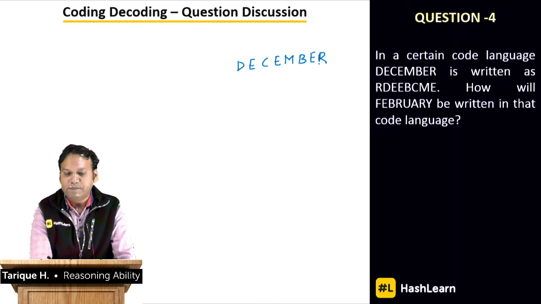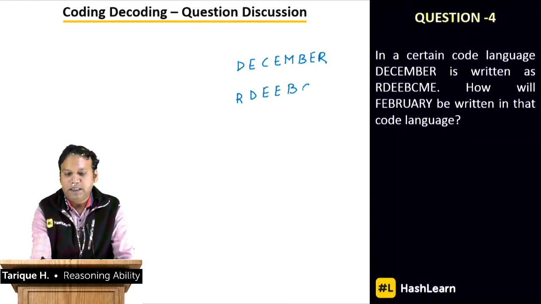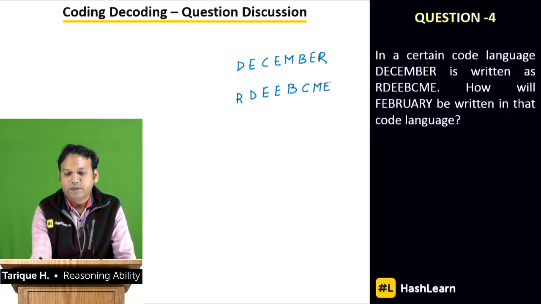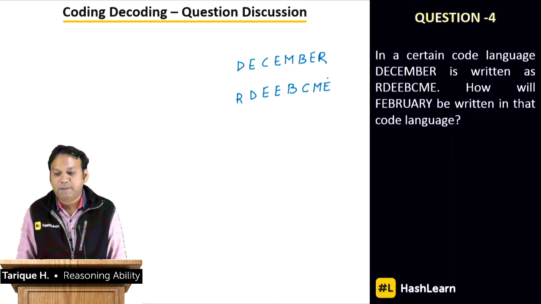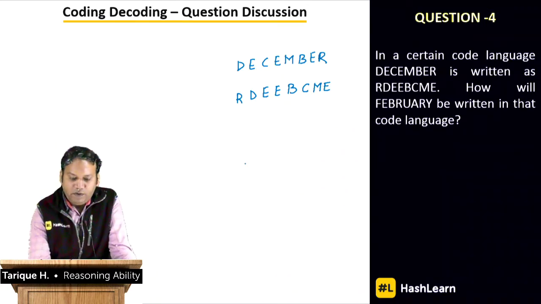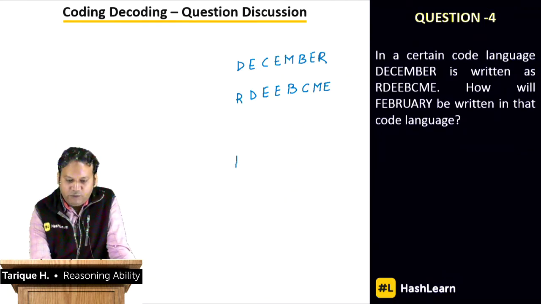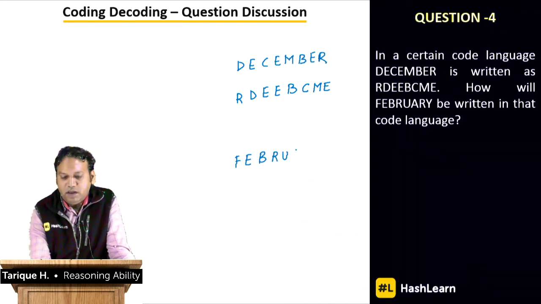December is coded as RDEEBCME. How will February be coded in that code language? So we are going to find out what will be the code for the word February. The months of the year, December is a month and February is also a month, and we have coded the word December as RDEEBCME. So what will be the code for the word February?